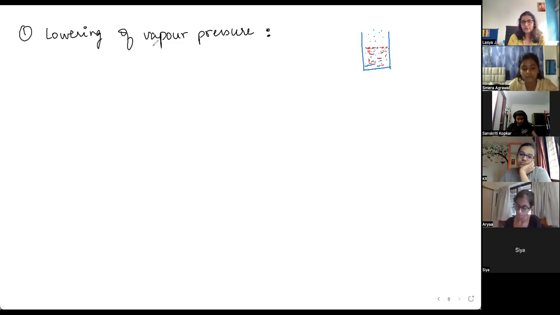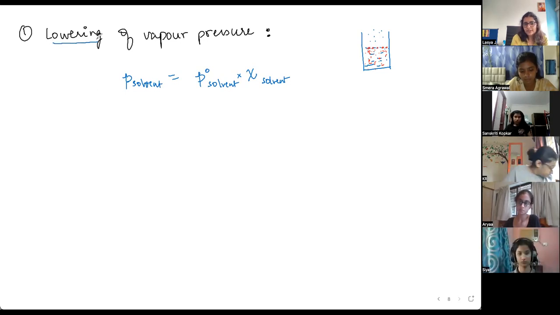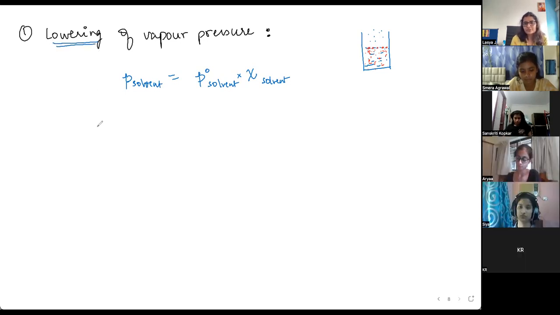Okay. So again, lowering of vapor pressure, because here we are focusing on the solvent, we will apply Raoult's law again. So vapor pressure of the solvent is equal to, if it was pure, P naught of the solvent into the mole fraction of the solvent. Okay, so we are looking at lowering of vapor pressure, meaning how much it decreased. So that is the change in vapor pressure, delta P.